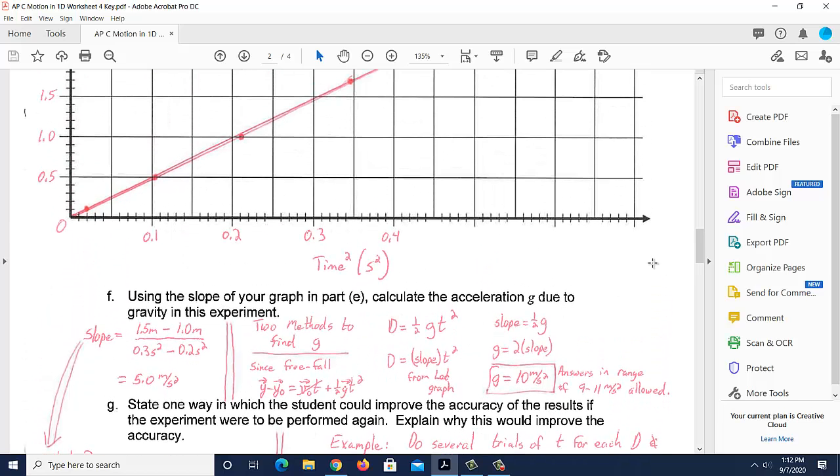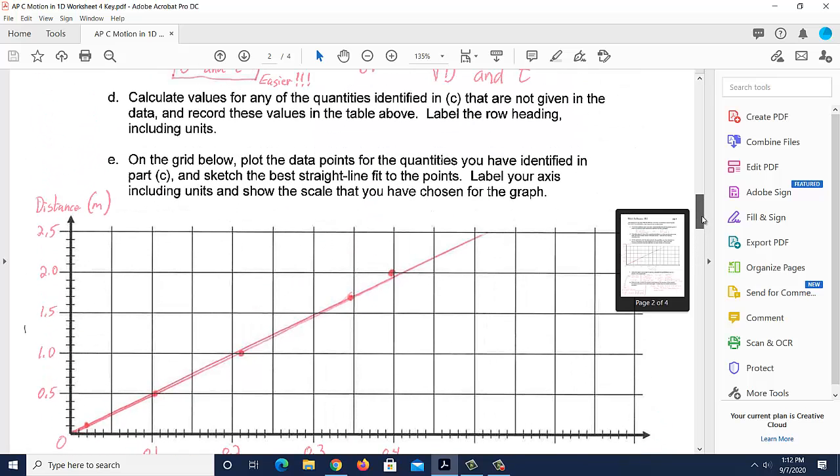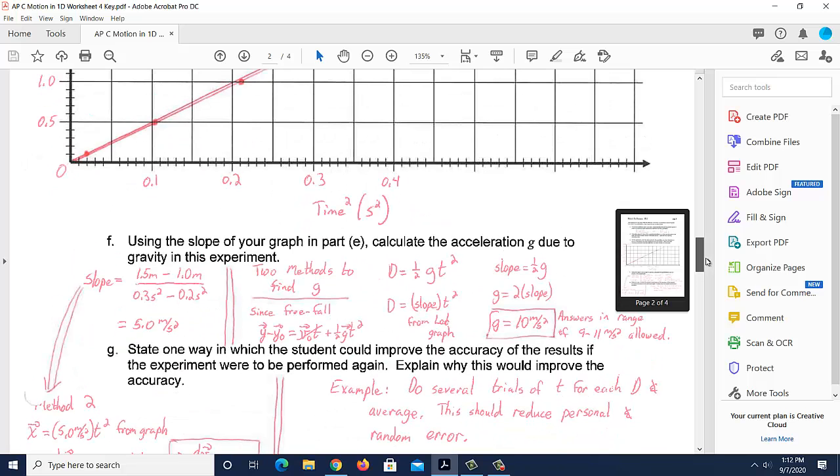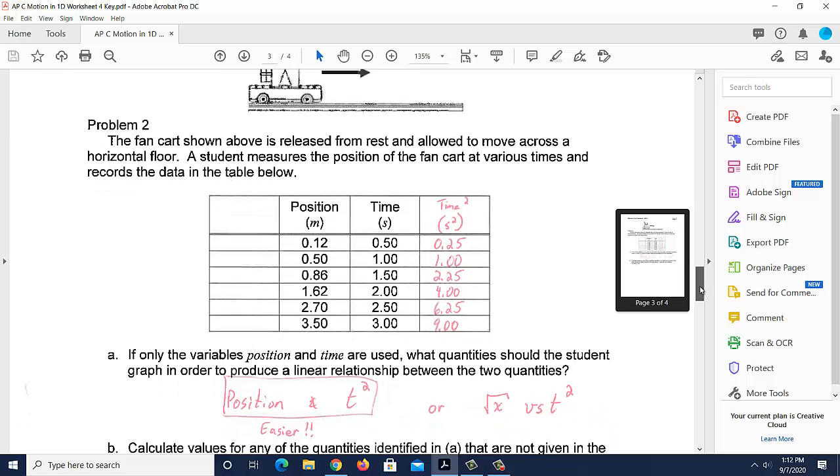So you okay with this one? All right, you can take a look at it again. But again, one of the key things, once you draw your line of best fit, the next answer usually has something to do with the slope of that line of best fit. So let me go to the next question.